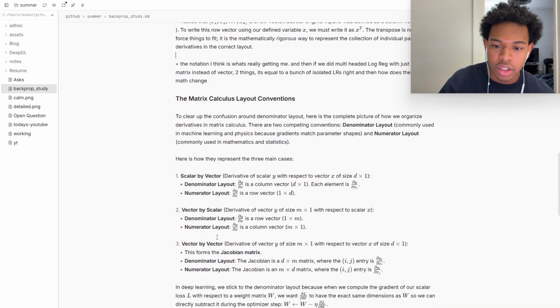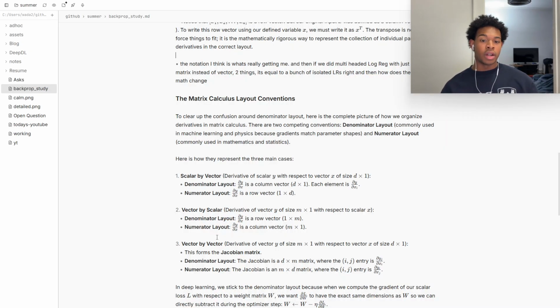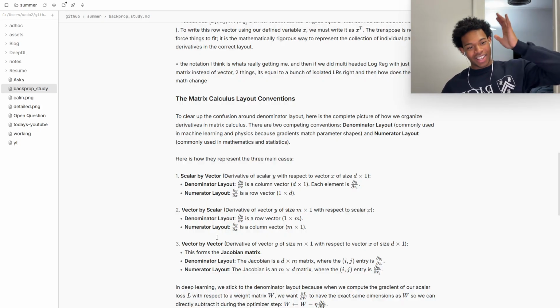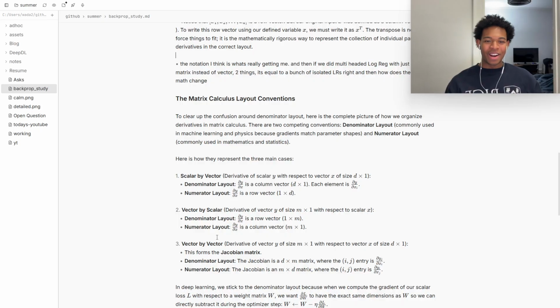Okay, the matrix calculus conventions. To clear the confusion about the denominator layout, here's the complete picture of how we organize derivatives in matrix calculus. There are two competing conventions: denominator layout, commonly used in machine learning and physics because gradients match parameter shapes. Yeah, that's exactly how I would use it. That's extremely convenient because in machine learning, of course, I really want them to match.